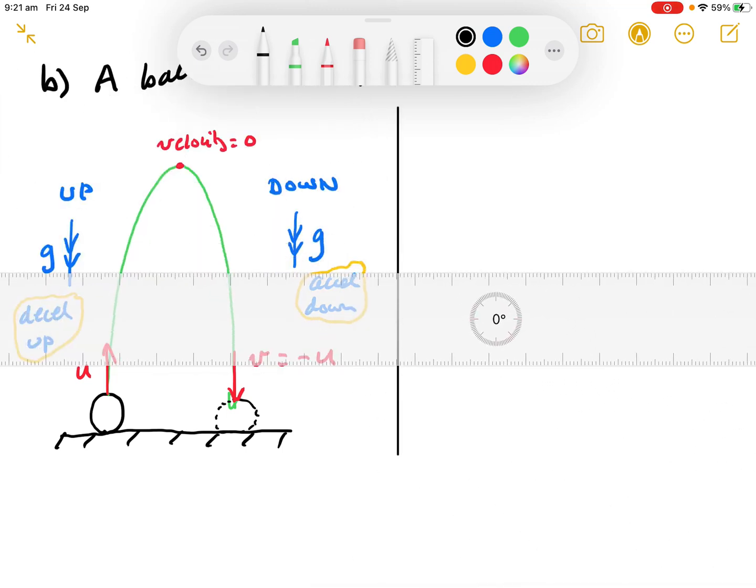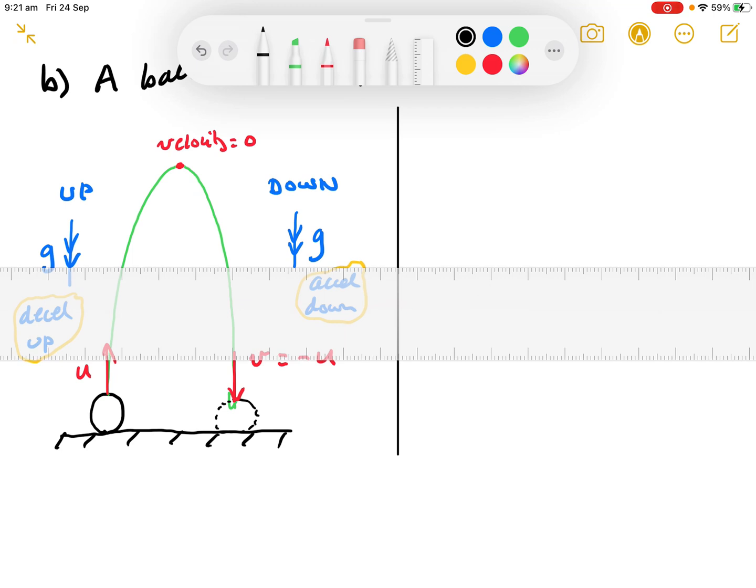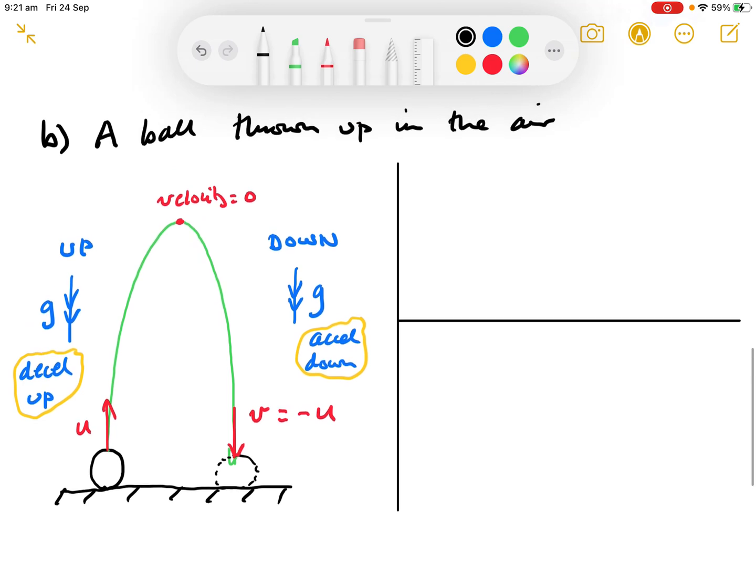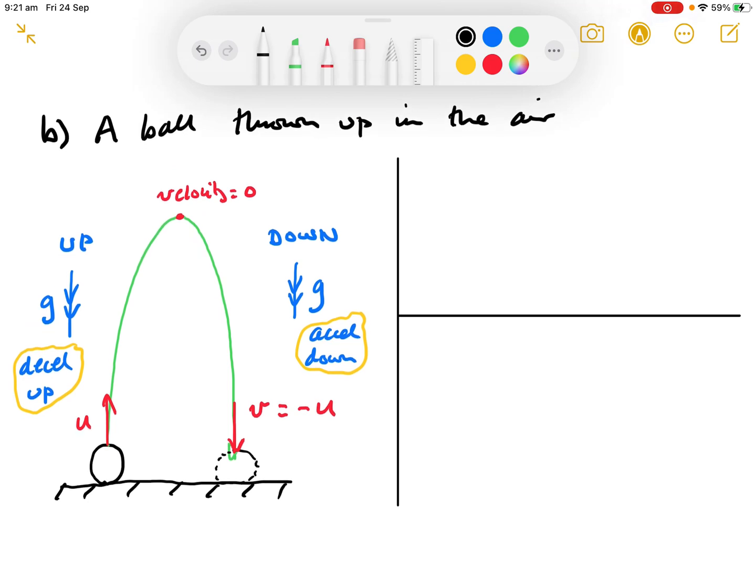So again, we need both positive and negative y-axes, time in seconds, velocity in meters per second, and there's the 0.